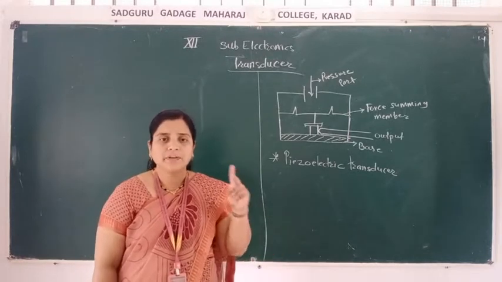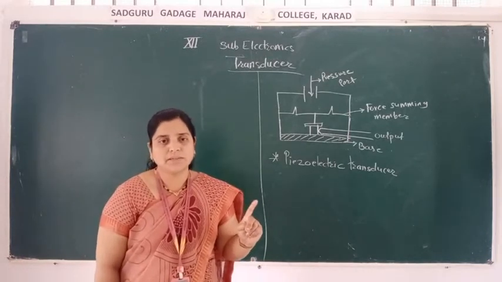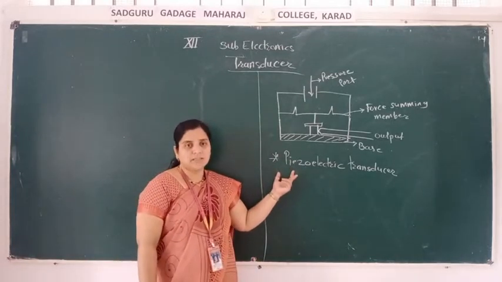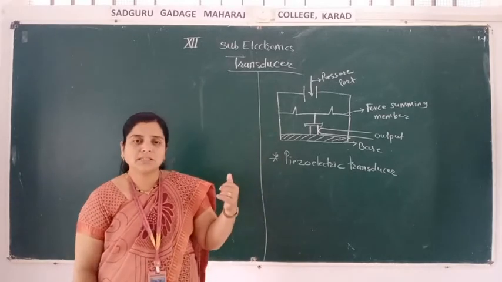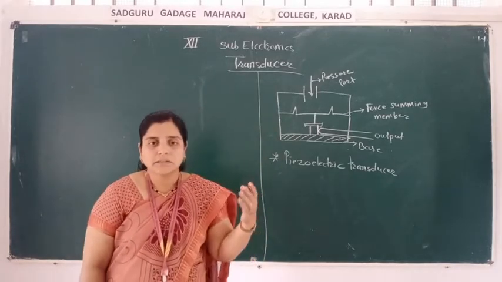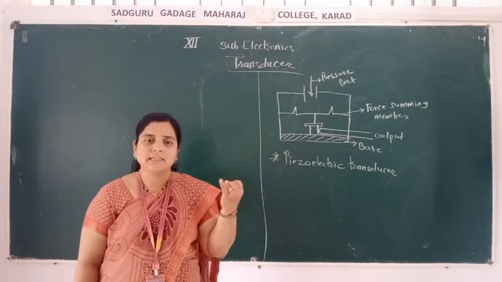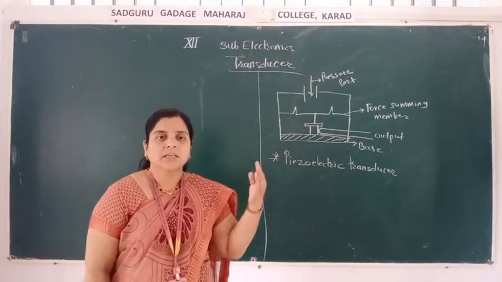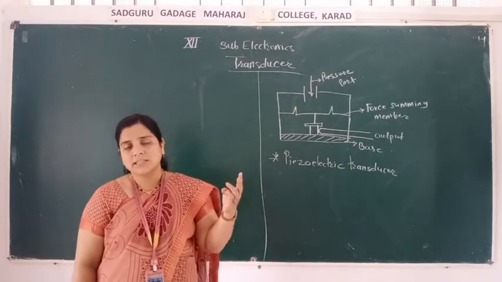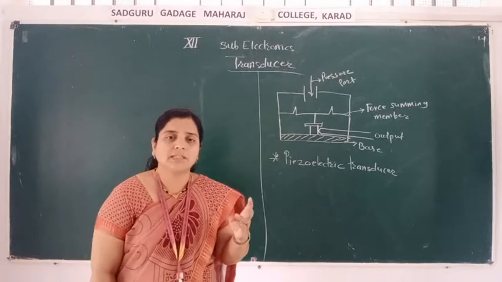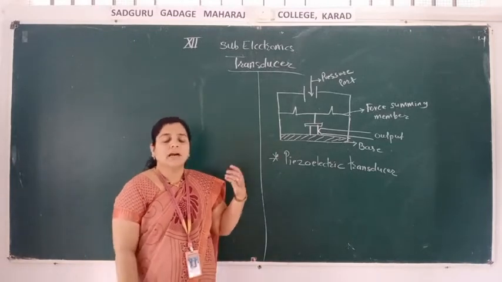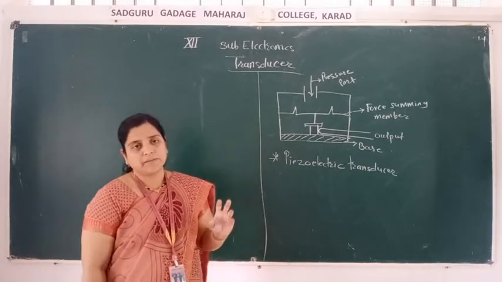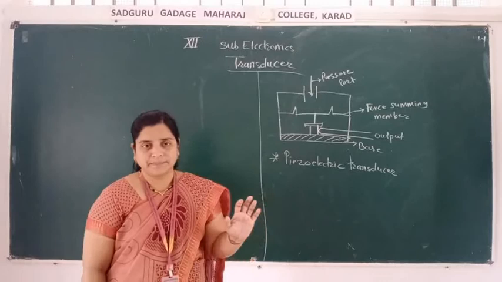Active transducers have two types, the piezoelectric transducer and the thermocouple transducer. What we are going to see today is the piezoelectric transducer. And passive transducers depend on their characteristics, that is the resistance characteristics, capacitance characteristics, and inductance characteristics. Resistance has three types of transducer, capacitor has two types, and inductor has three types. All those transducers we have to see one by one in detail with their diagrams.